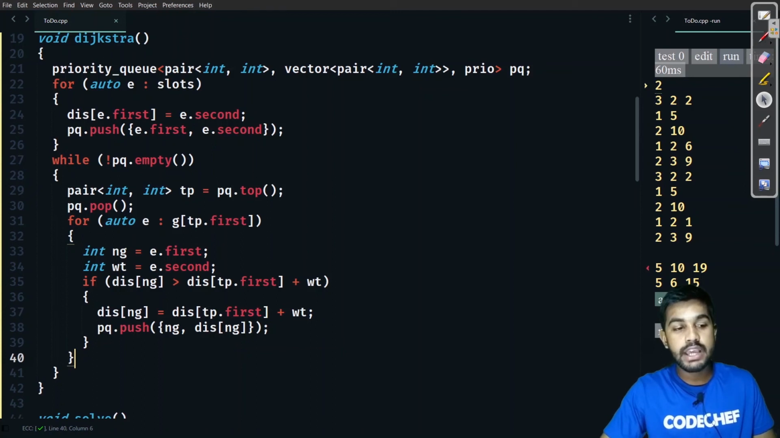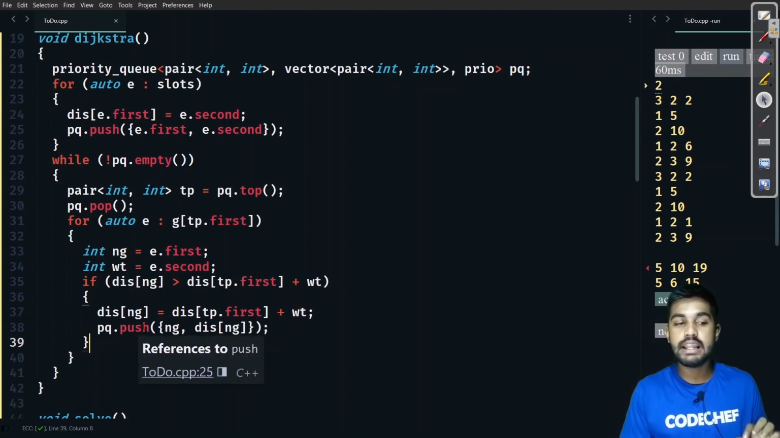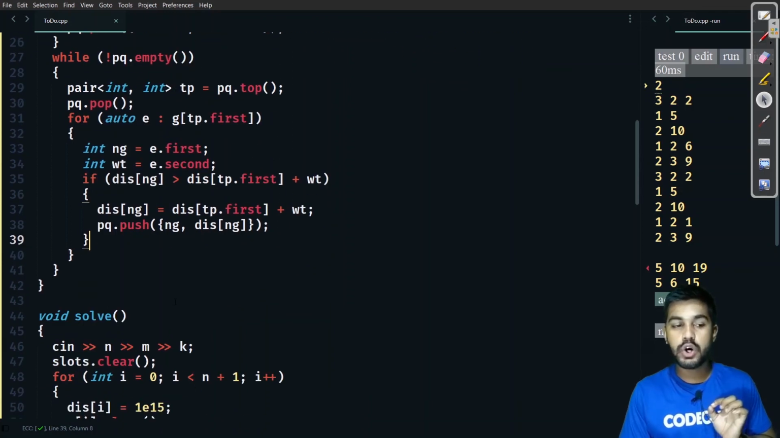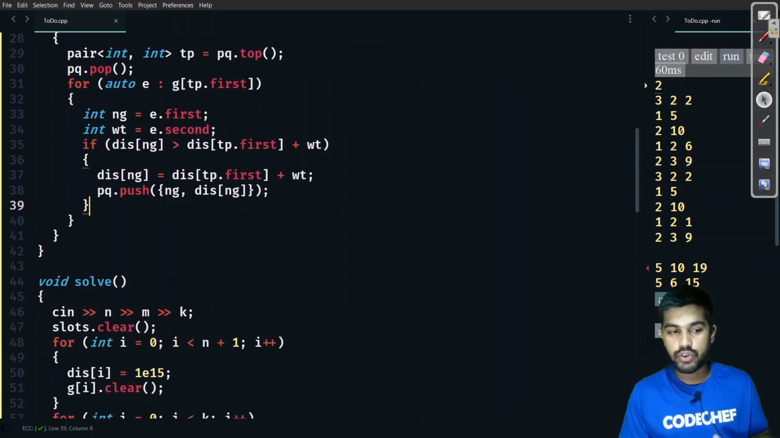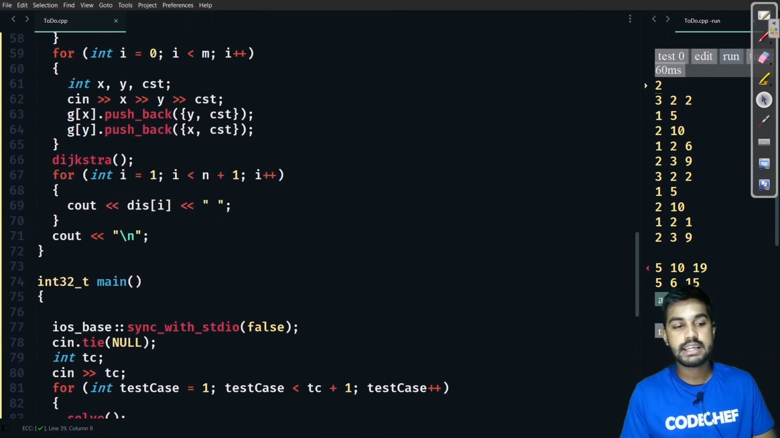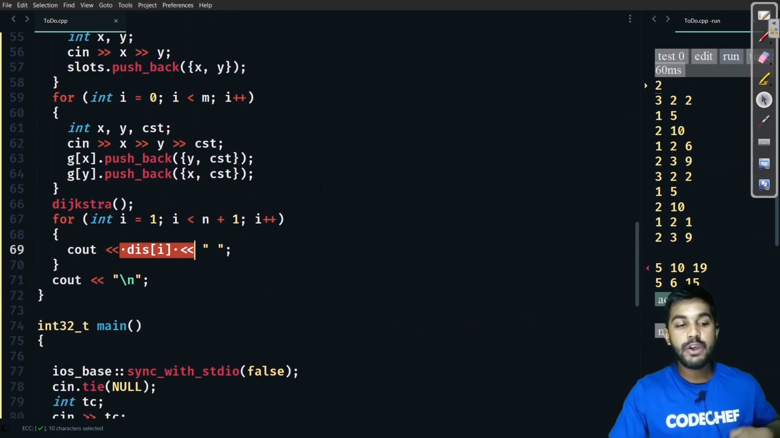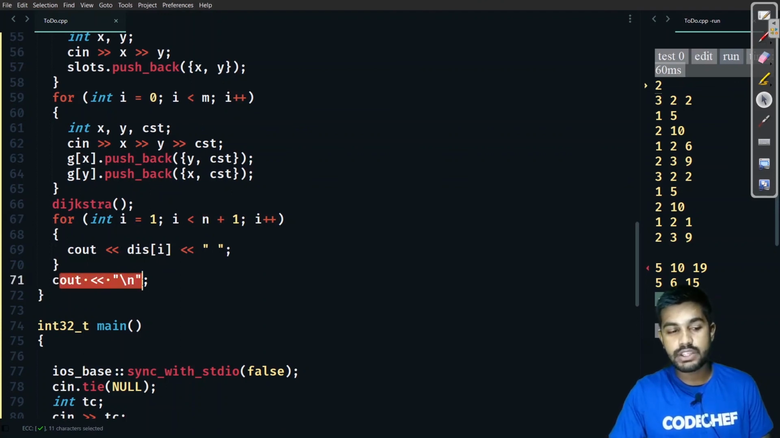We first keep the top in a temporary variable, which I have declared as TP, and then we pop it. For all the neighbors, we are relaxing the cost. If the cost is more, we relax it, and then we push it again in the priority queue. After this function is over, the answer would be stored in our distance array. Then we print from 1 till n, followed by the end line.